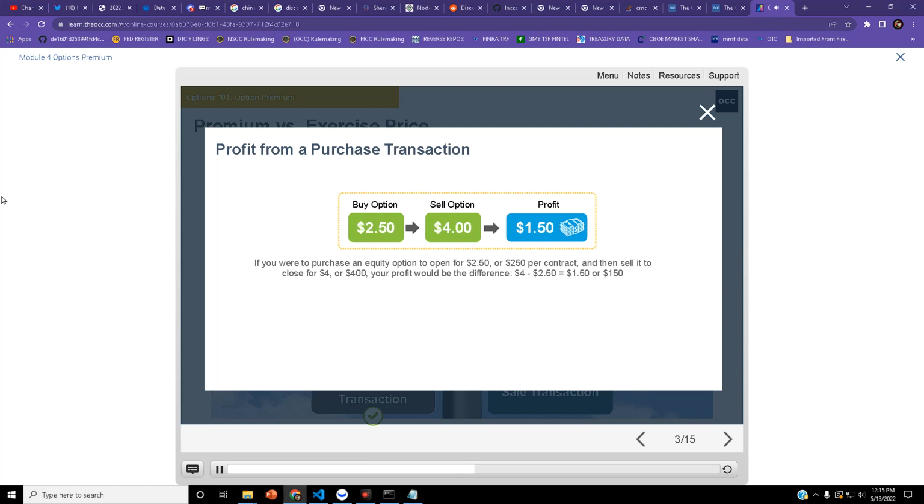One possible action for the call holder would be to simply sell the contract back to the market to close the position at the $4 price and retain the difference of $1.50 as profit. In this scenario, the buyer paid $2.50 and sold for $4. The $1.50 difference, or $150, would be taken as profit, minus any commissions or fees charged by the broker.